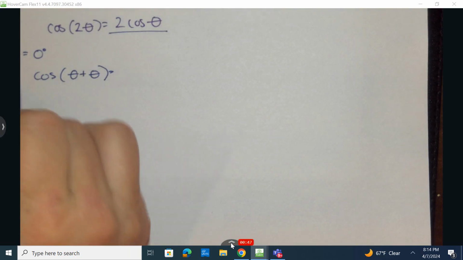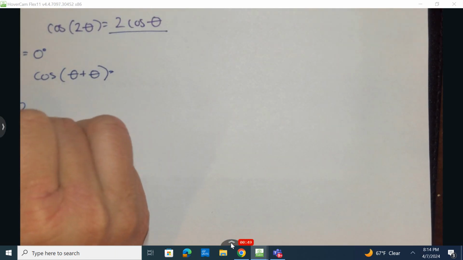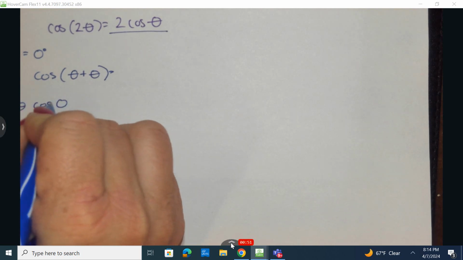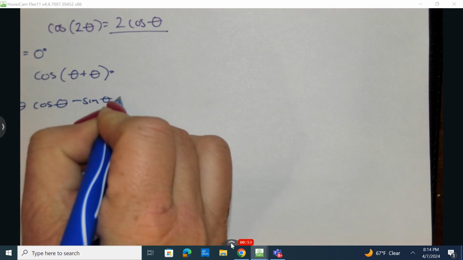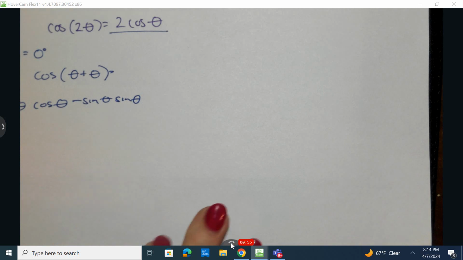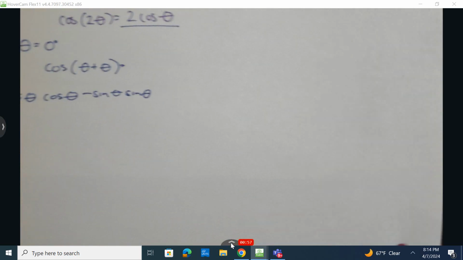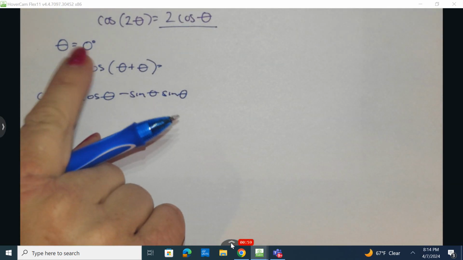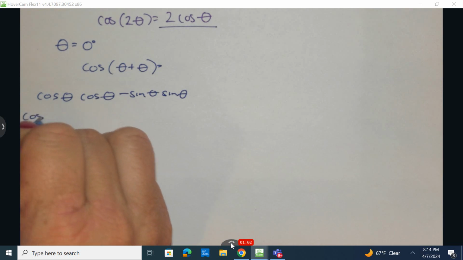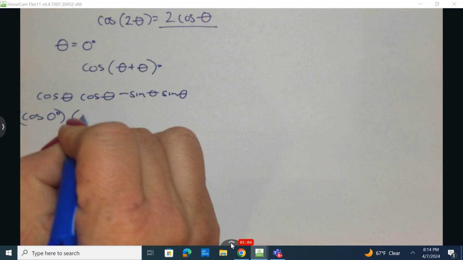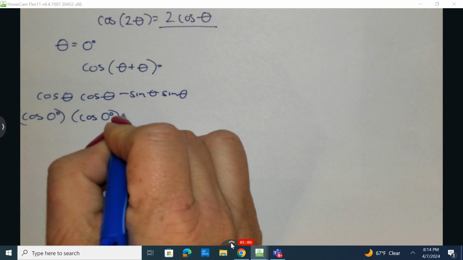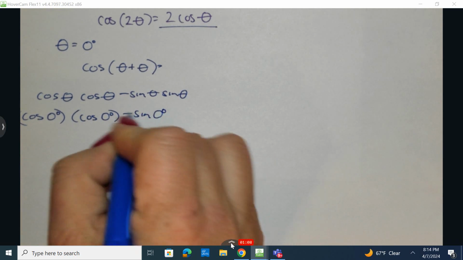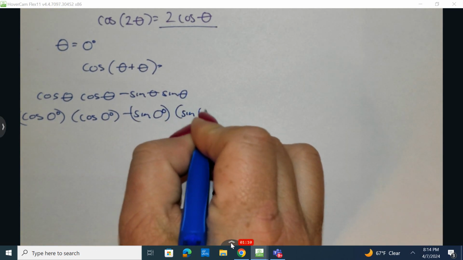So this is equivalent to the cosine of theta times the cosine of theta minus the sine of theta and the sine of theta. Now, what is theta for this problem? Sorry, I meant to move this over. What is theta for this problem? It's 0 degrees. So the cosine of 0 degrees times the cosine of 0 degrees minus the sine of 0 degrees times the sine of 0 degrees.